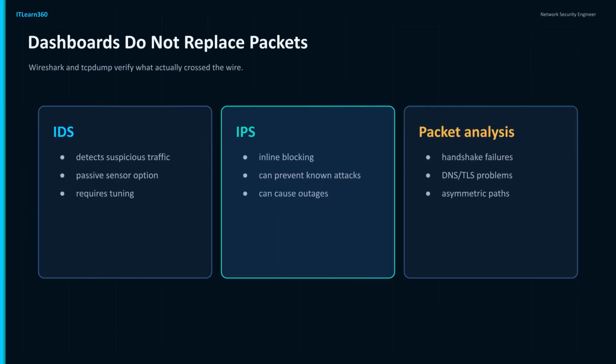When the exact behavior of a connection is unclear, Wireshark or tcpdump can show what actually crossed the wire. Packet analysis can reveal handshake failures, DNS problems, TLS negotiation issues, retransmissions, resets, and asymmetric paths. IDS can detect suspicious traffic passively, while IPS can block traffic in line, but both require tuning and operational judgment.